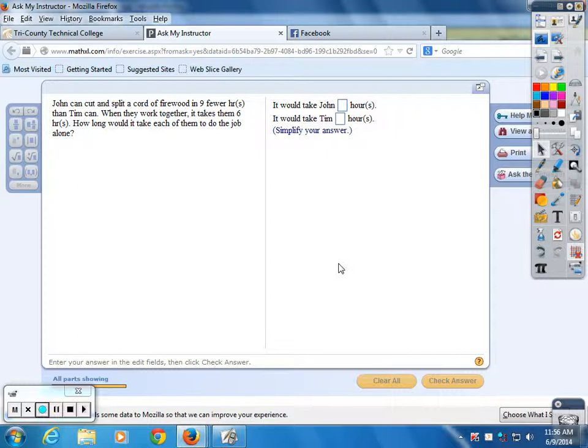12:20. Huh? Okay. John can cut and split a cord of firewood. What's a cord? By the pickup truck load. In 9 fewer hours than Tim can.